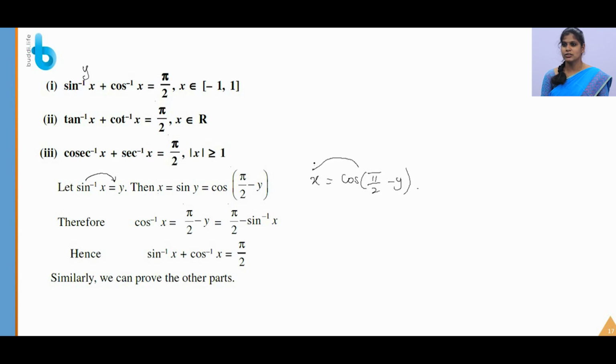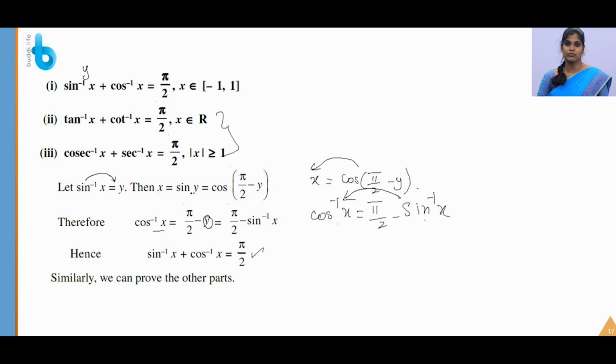Now, on taking cos to the other side, I will get cos inverse of x equal to pi by 2 minus y. Then what is y? y is sine inverse of x. So instead of y I can substitute sine inverse of x. So, what do I get now? Cos inverse of x equal to pi by 2 minus sine inverse of x. So on taking the sine inverse of x to the other side, I will get sine inverse of x plus cos inverse of x equal to pi by 2, hence the property. Similarly, the other two properties also we can prove, you can practice the same way.